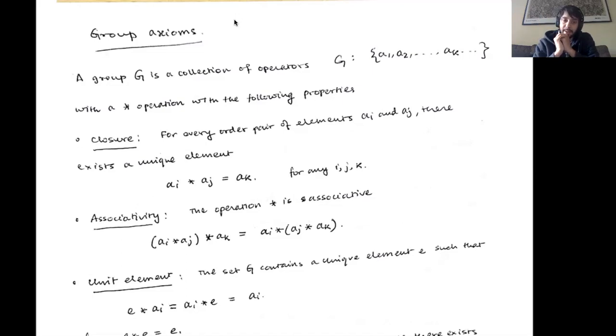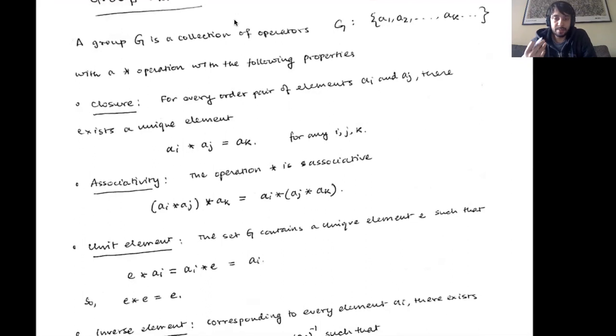Then there is associativity. It would not matter which way you are doing the operations. You can look at ai star aj first, and then star ak. This is going to be the same as ai star the product aj star ak first. So that is going to be the same.